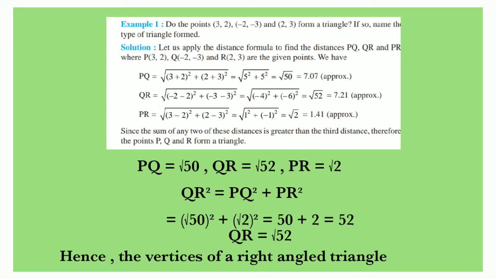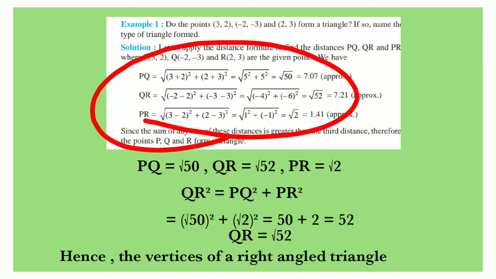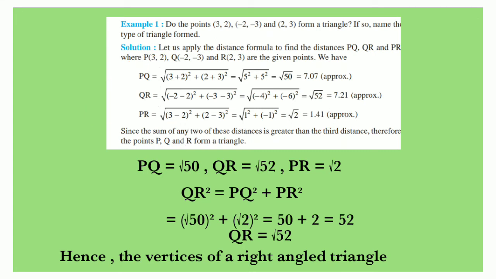PQ is equal to root of, take the points P and Q, find the distance of PQ by using the formula, root of 3 plus 2 the whole square plus 2 plus 3 the whole square. You will get the answer root 50. Then the approximate value is 7.07, and QR is equal to root of, the point Q and the point R. Distance between these 2 points, you will get the answer root 52, and the approximate value is 7.21, and PR is equal to root of 3 minus 2 the whole square plus 2 minus 3 the whole square. You will get the answer root 2. The approximate value is 1.41.